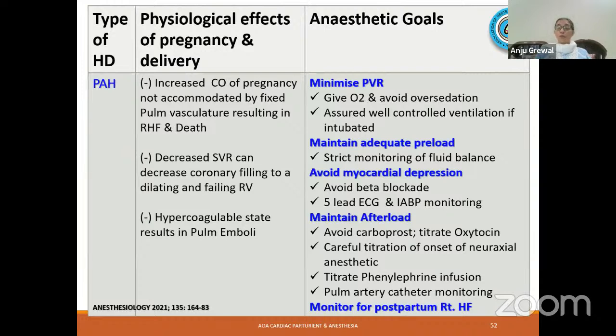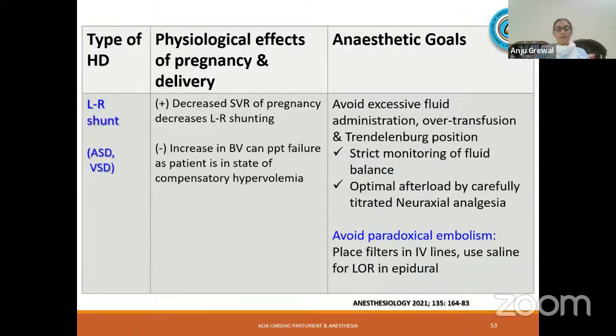Similarly, there would be a coexisting pulmonary arterial hypertension, and the goals would primarily remain the same. That is, we minimize the pulmonary vascular resistance, we maintain adequate preload, we avoid myocardial depression, and we maintain afterload, but we do not have sudden drastic drops in afterload. That's very, very important for these mothers.